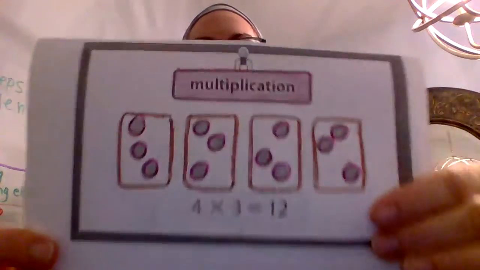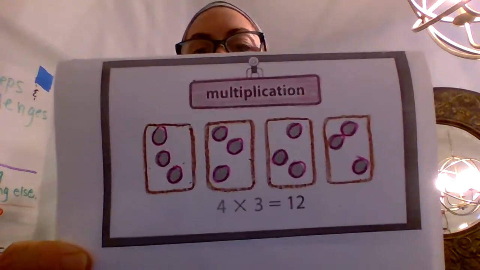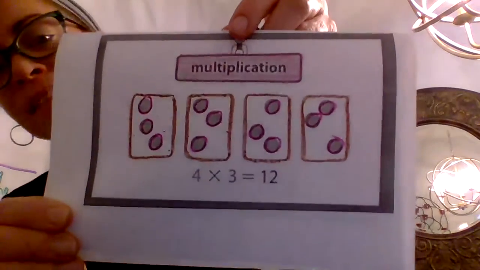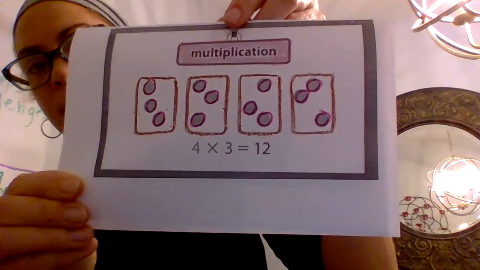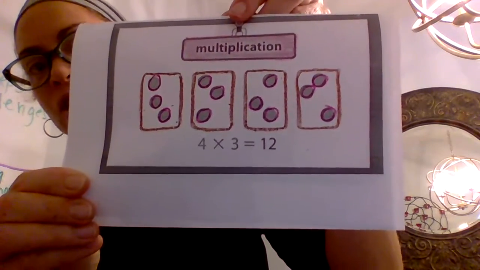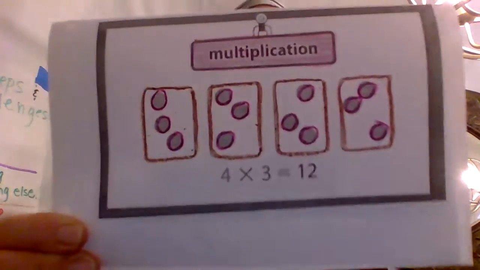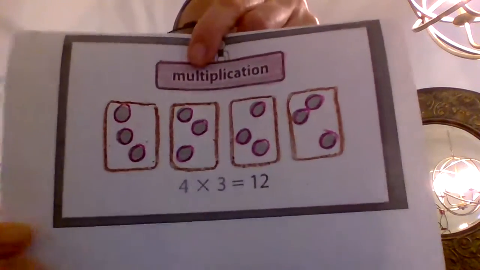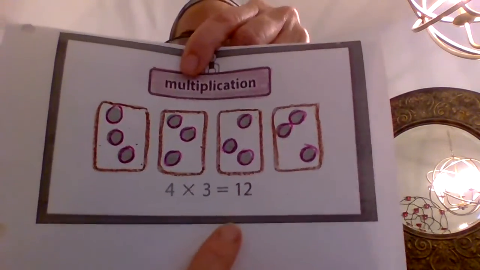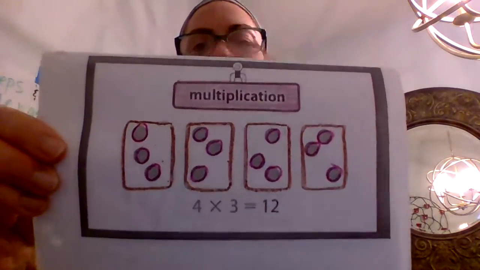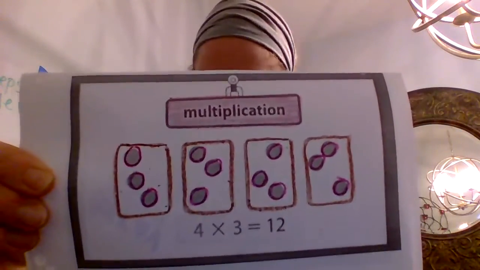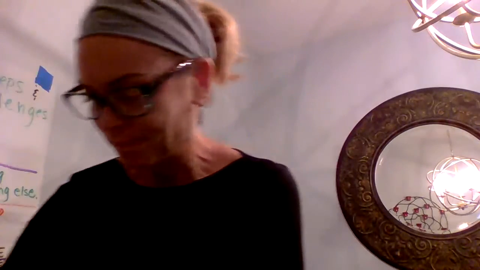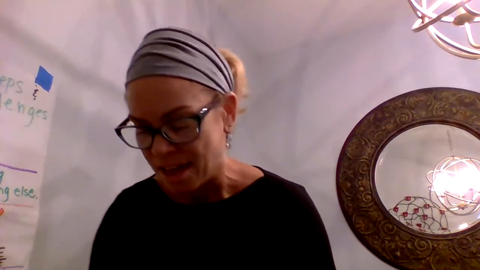And now our next vocab word is multiplication. And this picture is showing you 4 groups times 3 in each group equals 12. Again, notice each group has the same amount. It has to be equal shares. Stop the video and write this down. I know you know this, but do it anyway.